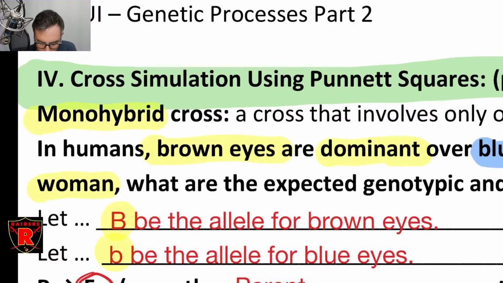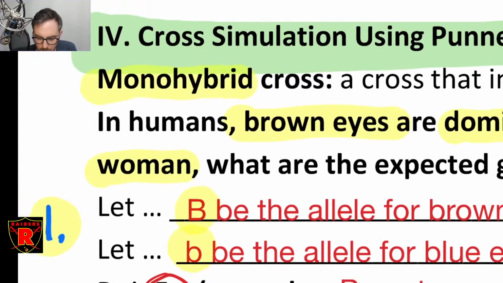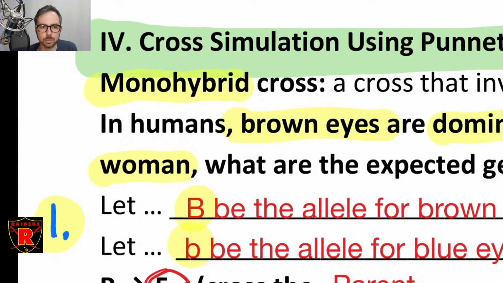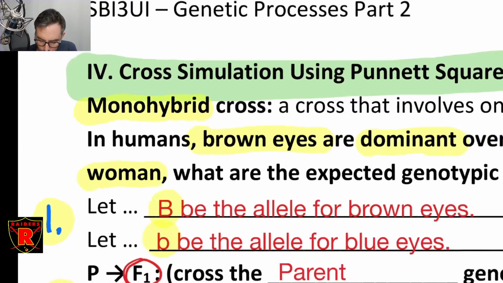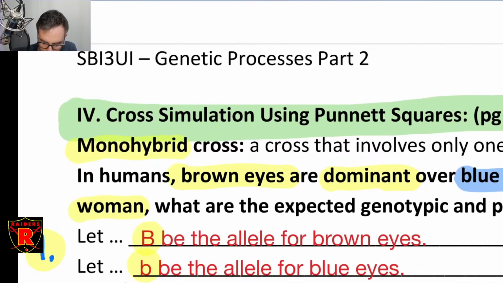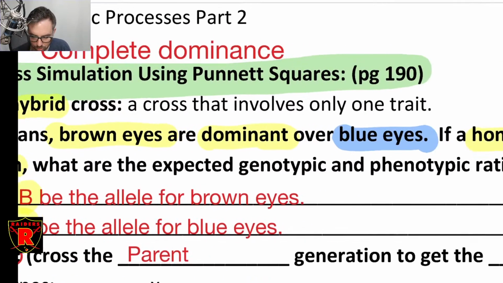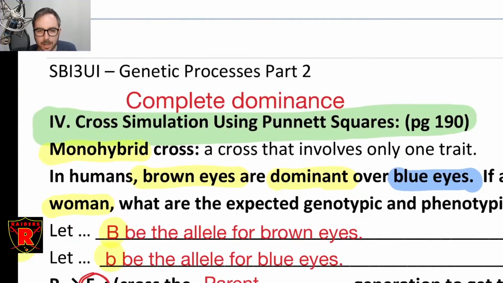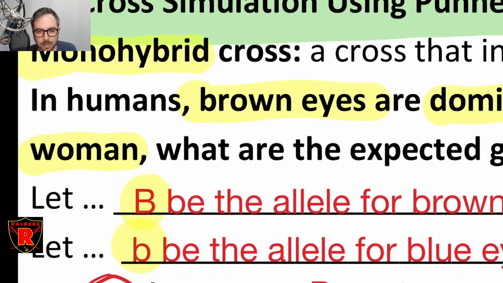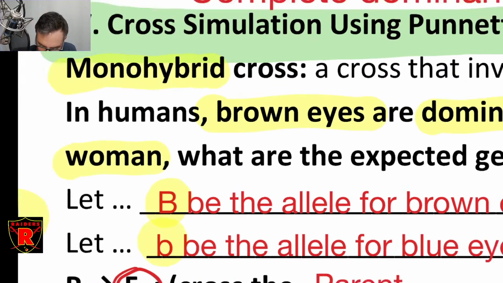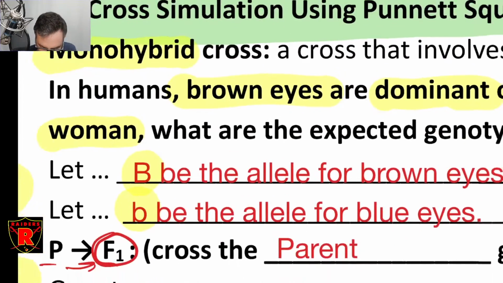So that's the nomenclature that you're going to use for a simple dominant and recessive trait, which is also known as complete dominance. That is the type of inheritance that is happening here. Complete dominance just means that there is a dominant gene and a recessive gene. It's very straightforward. So when you have complete dominance, you use a capital letter and a small letter. There are other types of inheritance, which we're going to talk about later, but for complete dominance, use a capital and a small letter.